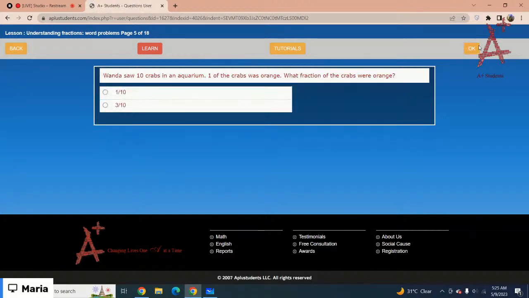Okay. Venda saw 10 crabs in an aquarium. One of the crabs was orange. What fraction of the crabs were orange? So which is the correct option? So it would be 1 out of 10. Good.